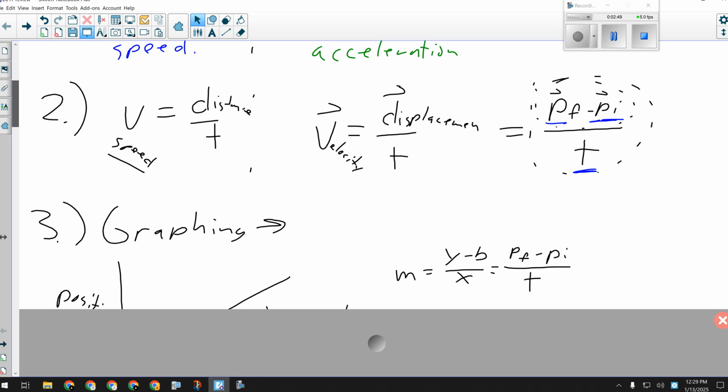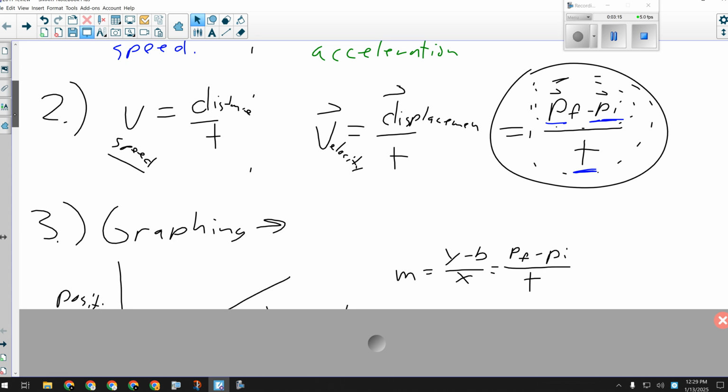If it was a position versus time graph, then y would be your final position, b would be your initial position, x would still be time, and your slope would be velocity, because it would be the change in position divided by time. So little things like that, they need going over. They'll probably come right back to you. It's just been a while since we did.